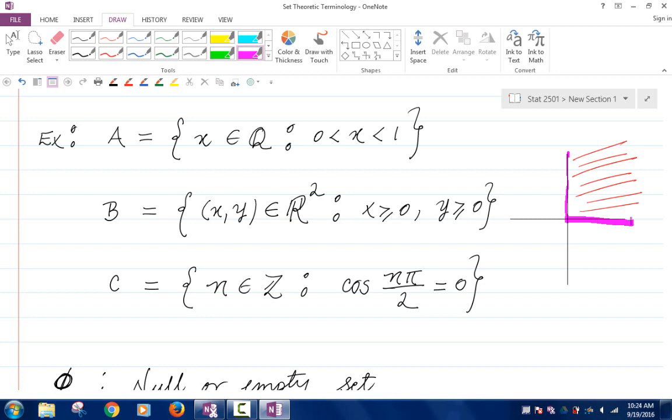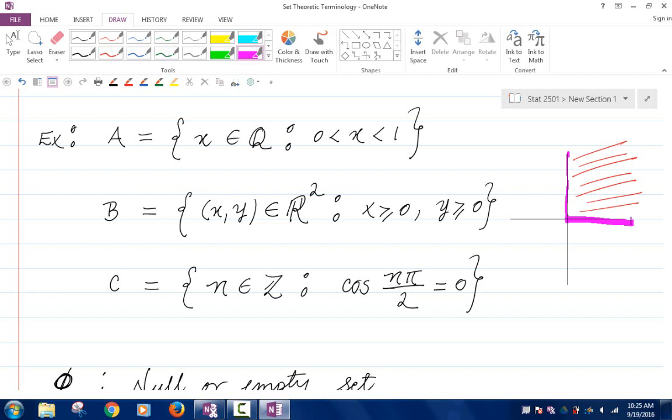Okay, C is the collection of all integers n such that cosine of n pi over 2 is 0. Cosine of n pi over 2 is 0. Can somebody tell me what are the elements of C? n has to be a multiple of 2. Okay, for example, if n is 2, you get cosine of pi. Is cosine of pi 0? Odd.